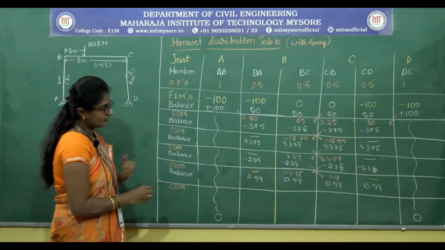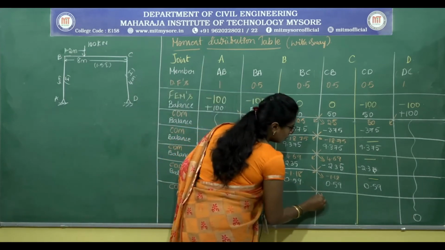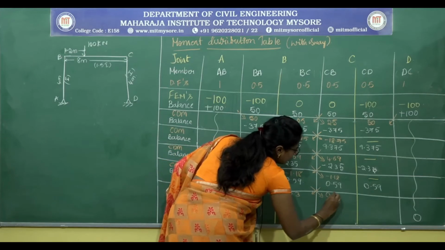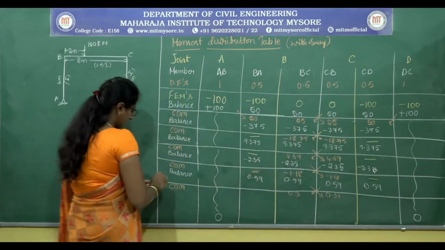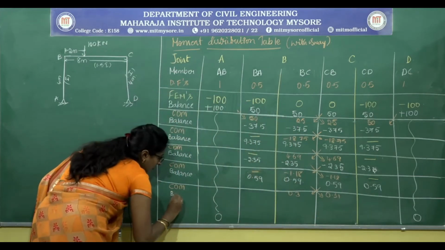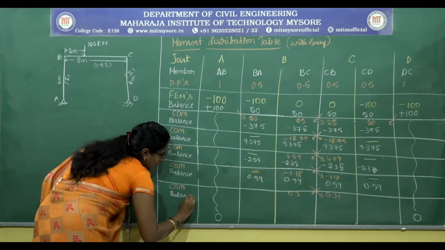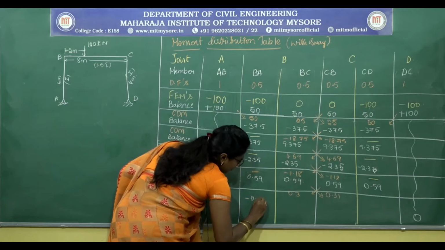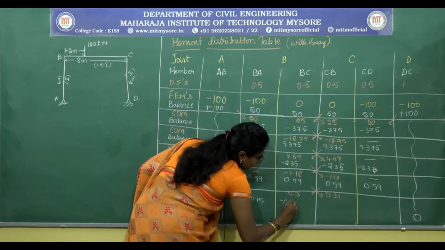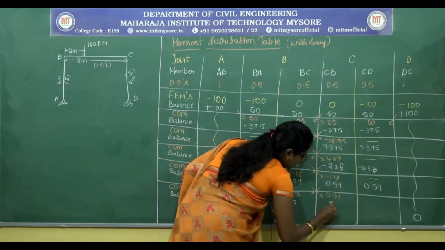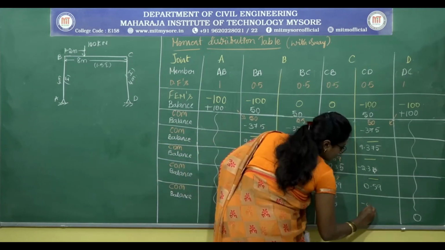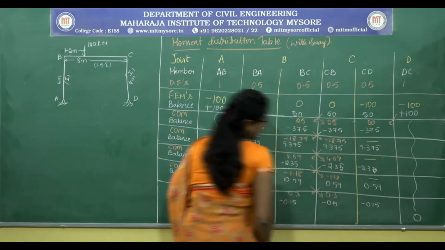Carry over moment. So half of 0.59 will give you 0.3, 0.3. Balance this. Minus 0.3 multiplied by 0.5 will give you minus 0.15. This is also minus 0.15 since all the values are equal, and here also it is minus 0.15, minus 0.15.